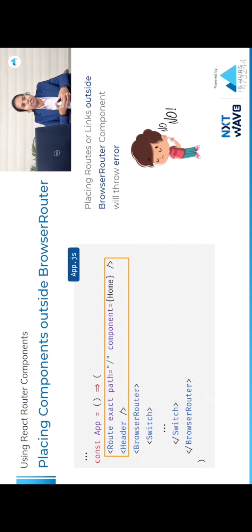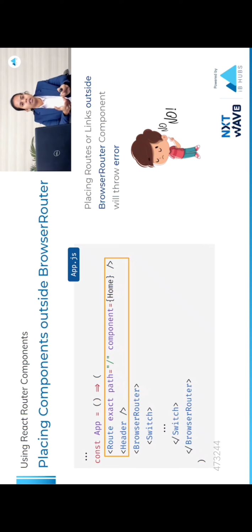Here there are a few points to note. If you try to place the route components or the links outside the browser router, it will actually throw an error. So they should be present within the browser router. Okay, clear? So we have seen how to do routing and how to build a single page application, in which we had different components like home, about, and contact. Based on the path, we are appropriately rendering the component that we want. So this is what we have achieved.